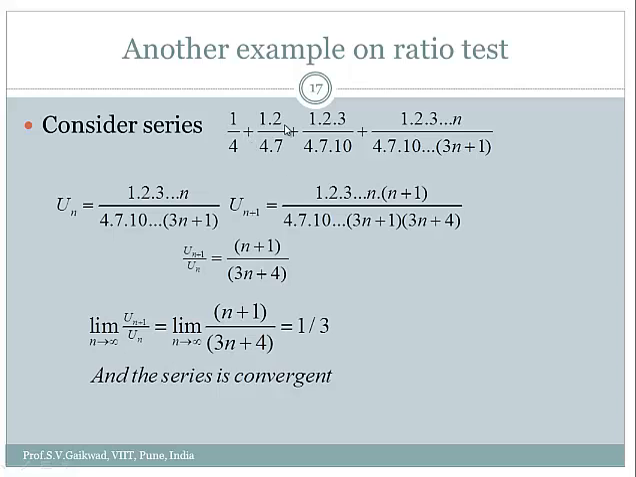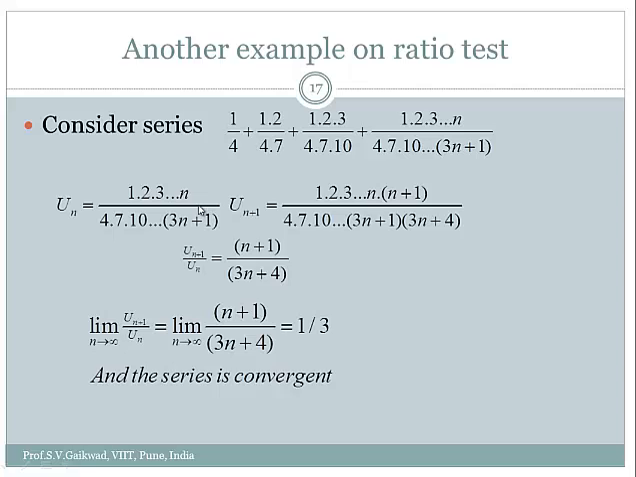1 by 4 plus 1 into 2 upon 4 into 7, 1, 2, 3 upon 4, 7, 10, and so on, up to 1, 2, 3 up to n, and 4, 7, 10 up to 3n plus 1. This is n term. Note that each term starts with 1 in the numerator and 4 in the denominator. So n term will also start with 1 and end at n, and denominator will start with 4 and end at 4n plus 1. This is un plus 1. These terms are already there, plus one more term into n plus 1, and this will be n plus 4. These terms are added there.